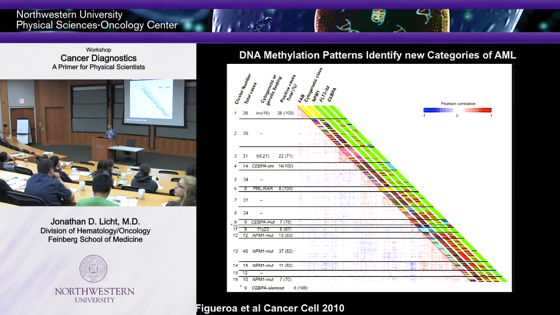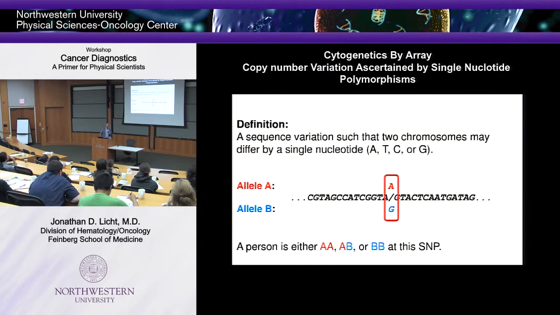Another technology that's brought to bear now is cytogenetics by microarray. This is called copy number analysis. It's based upon the notion that if you have a maternally inherited allele, it might have a polymorphism. We have polymorphisms on average, I think, every 1 million base pairs. And if we have 3 billion bases of DNA, that means we have 3 million polymorphisms. So you can make microarrays that have specific differences at these known polymorphic sites. A probe on a microarray may have an A or a G. So a person may have AA, AB, or BB at this single nucleotide polymorphic site.